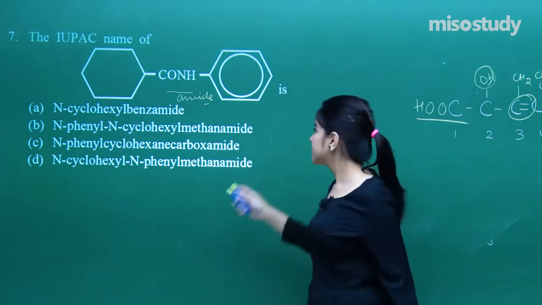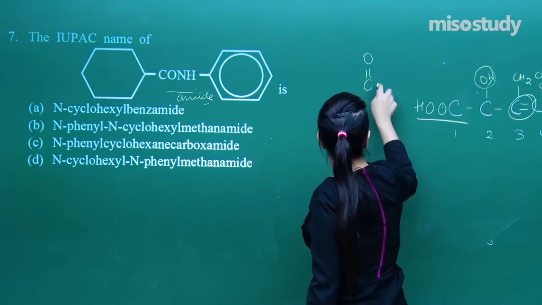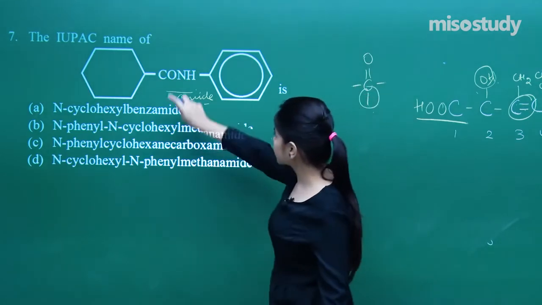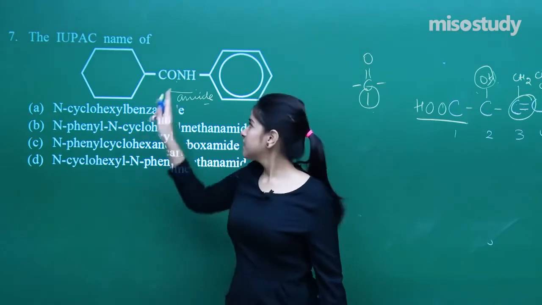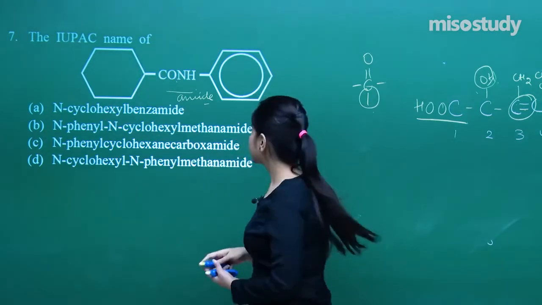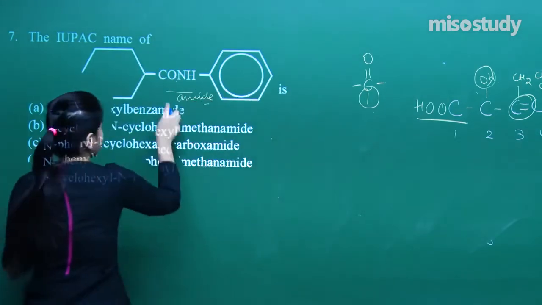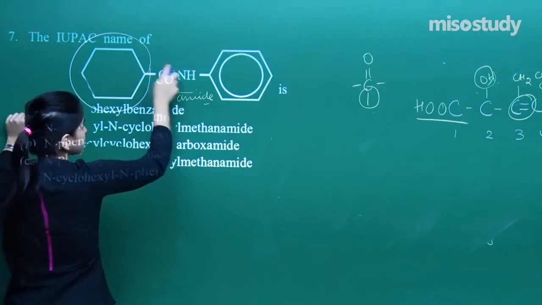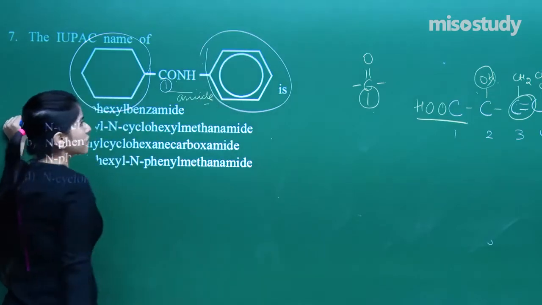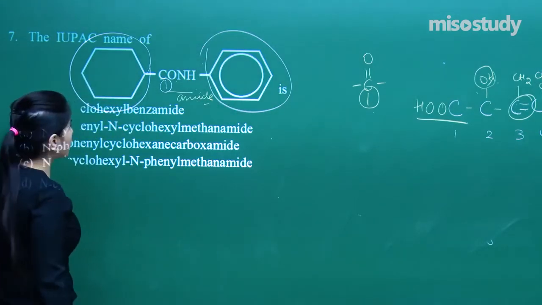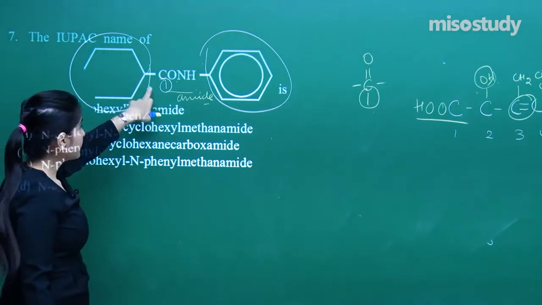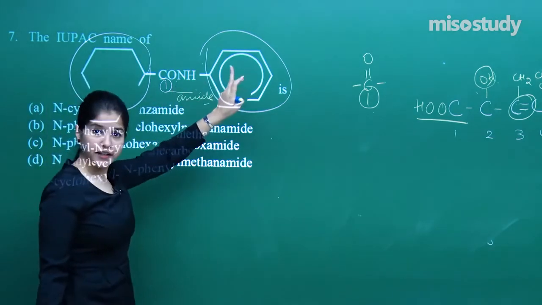You need to number amide as number 1. So since this is a side chain, that means none will be numbered. I number this amide as 1 and this very group will be treated as substituent. That means I have got what? I have got 1 cyclohexane and I have got 1 phenyl.